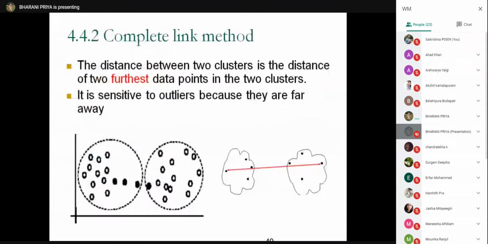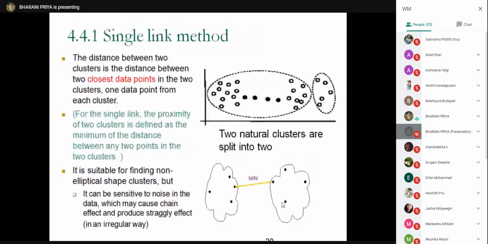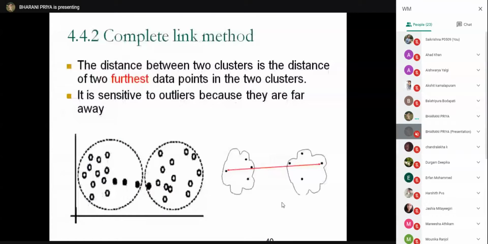Complete link method. In single link, you are taking the minimum value. Here you are taking the farthest data point, that is the maximum value. It is sensitive to outliers. Previously it was sensitive to noise, here it is sensitive to outliers. What is the difference between the two? What is the difference between outlier and noise?